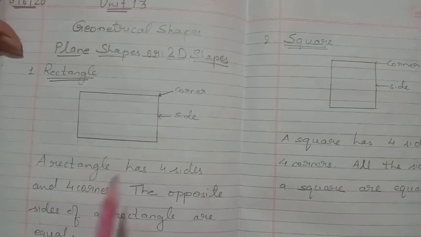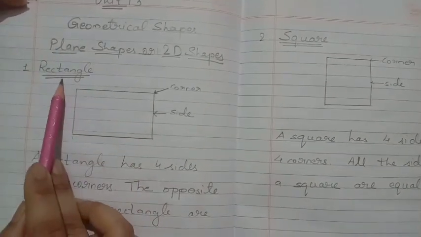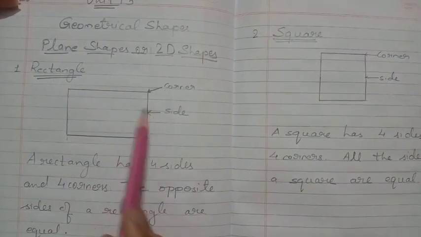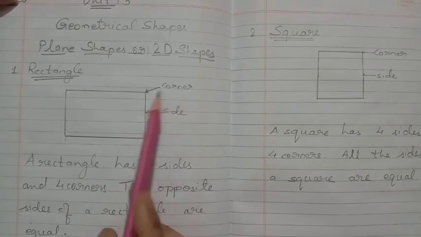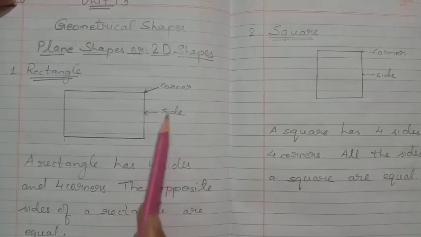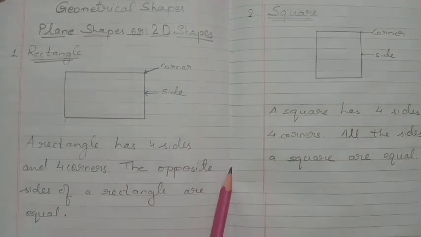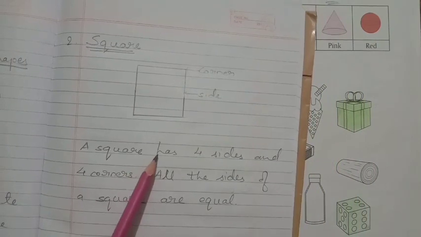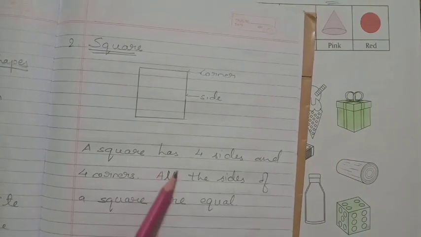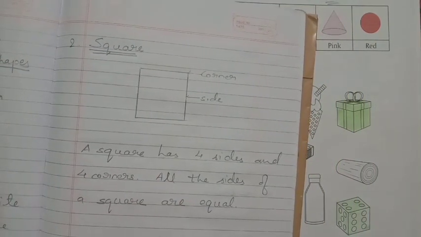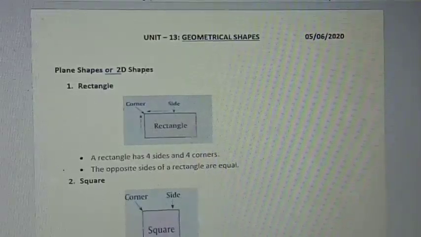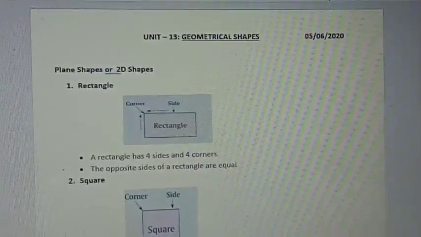Okay, see here now, rectangle, heading is written, name is written, rectangle shape is drawn. You have to label it also. You have to show corners. Label means you have to show corners and sides in this way, and write the details, the properties about the shape. Okay, then on next page you have to write about another shape, that is square. So in this way you have to write in your copy. Clear? So children, this is the work which you have to do in your copy.